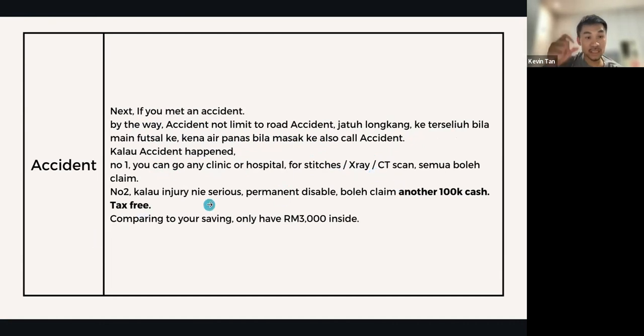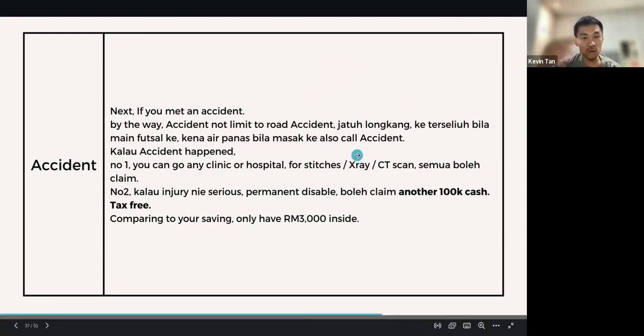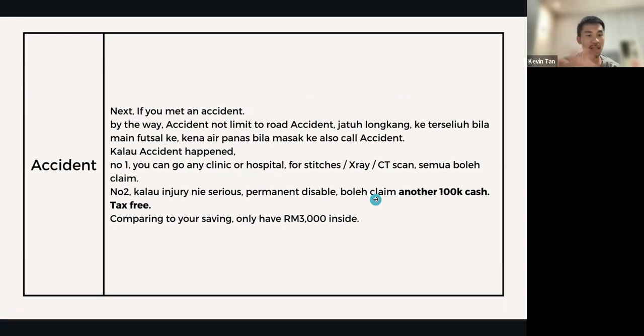If the injury is serious until permanent disability, you can claim another 100,000 cash, tax-free. But comparing to your savings, only 3,000 inside. Okay, so that's accident. I don't want to delve too much on the script because you can have it and read it at home.